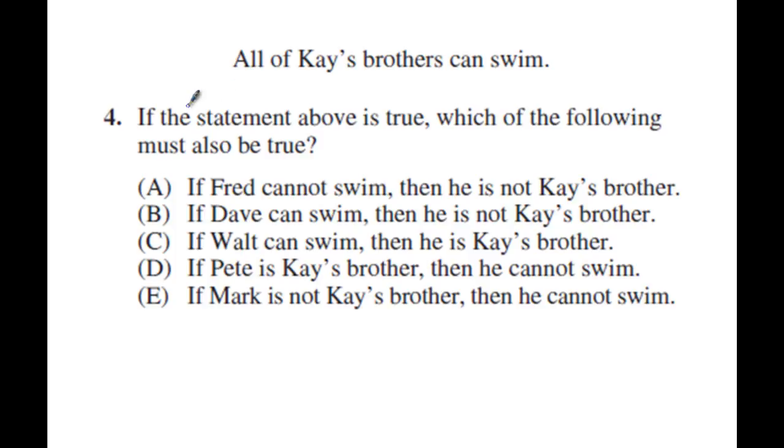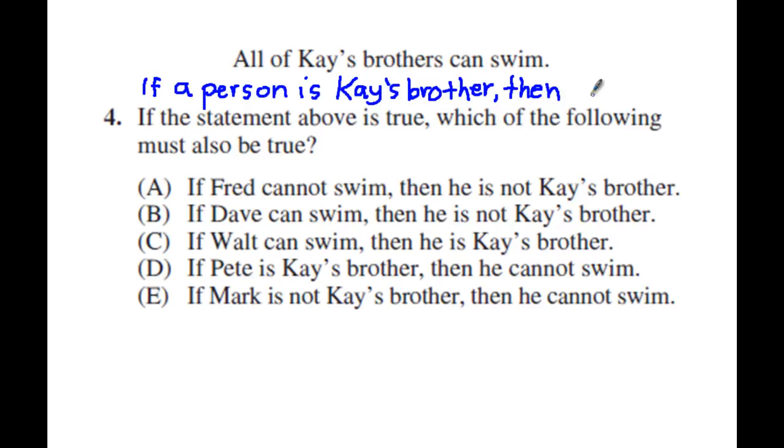If a person is K's brother, then that person can swim. Our hypothesis is this phrase, if a person is K's brother, and our conclusion is then that person can swim.